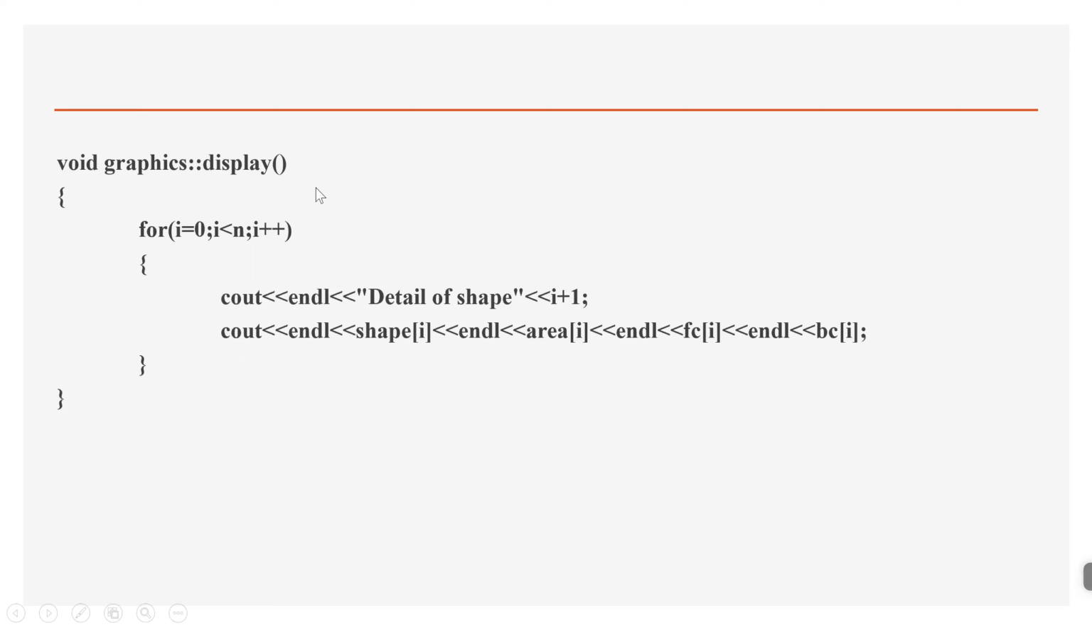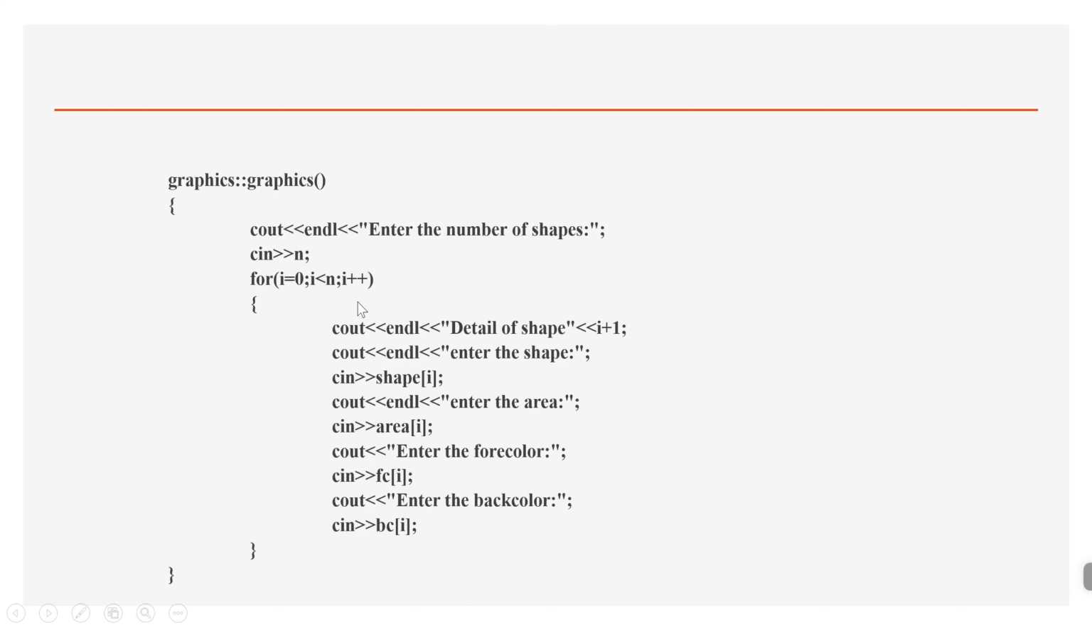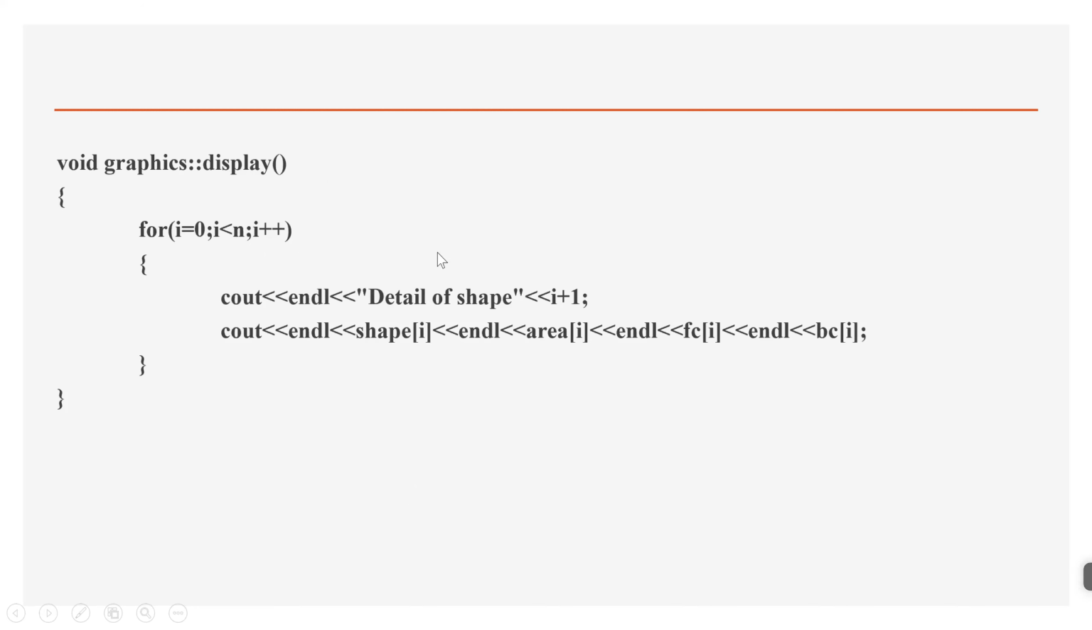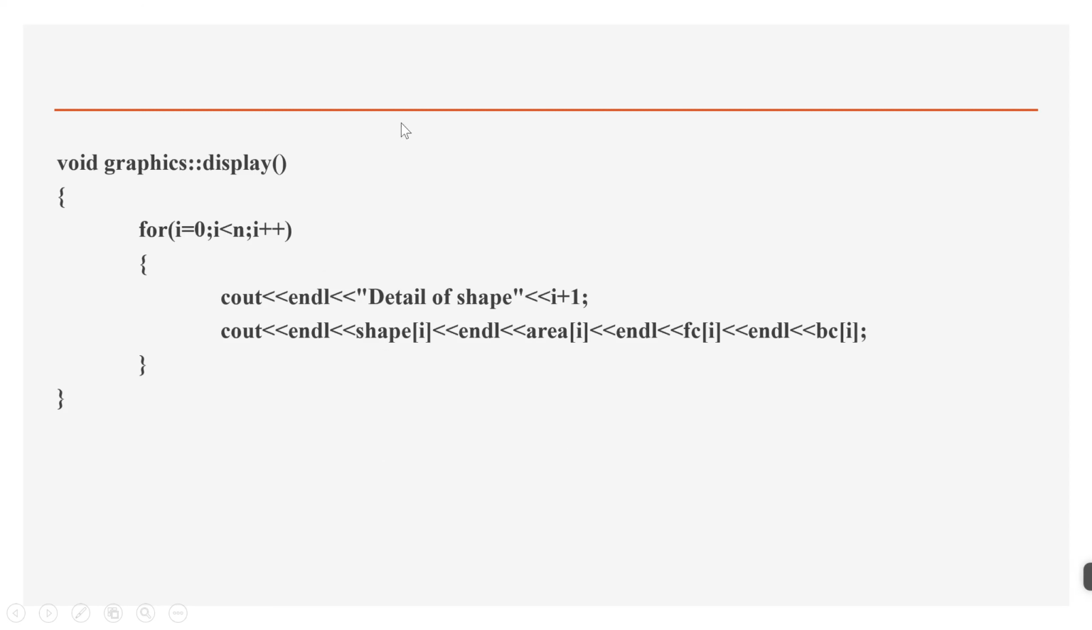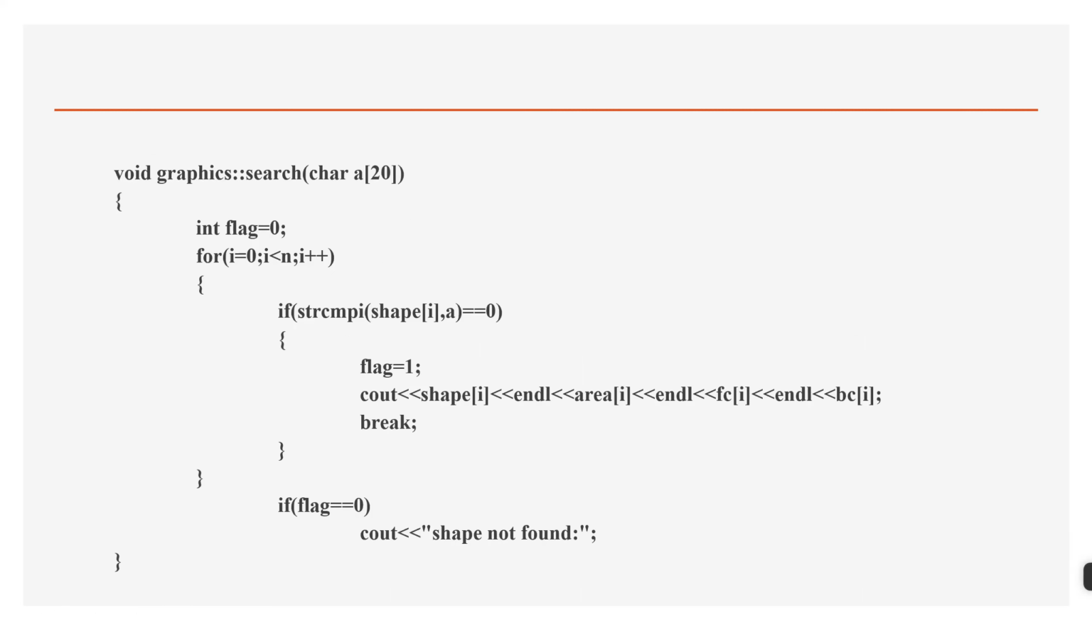Then display. I'm using a loop to display the shape, its area, its foreground color, its background color. Simply a display. Whatever I have read over here, the same thing I am displaying using the cout statement. That is nothing more than that. There also I used a for loop, only to display the contents.